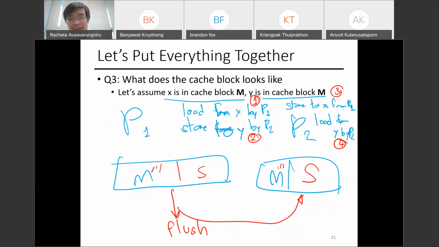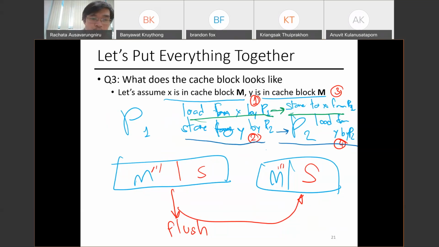Memory consistency comes into play. You need to make sure processor A sees the load from X, then the store to Y. It means that these operations have to happen before these operations, and these operations have to happen before those operations. That's where memory consistency comes into play.